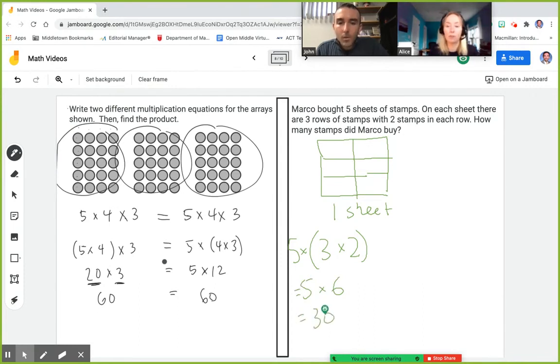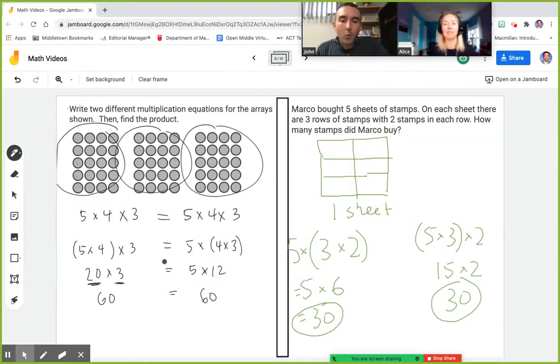Or someone might read through it and say, oh, okay, there's going to be 5 sheets of stamps. And for whatever reason, they might prefer to group the 5 with the 3 first. And that's going to give them 15. And then that's going to give them 30. So either way, he ends up with 30 stamps. And so the associative property just makes it a little easier to know that you can approach it in the way that's best for you.